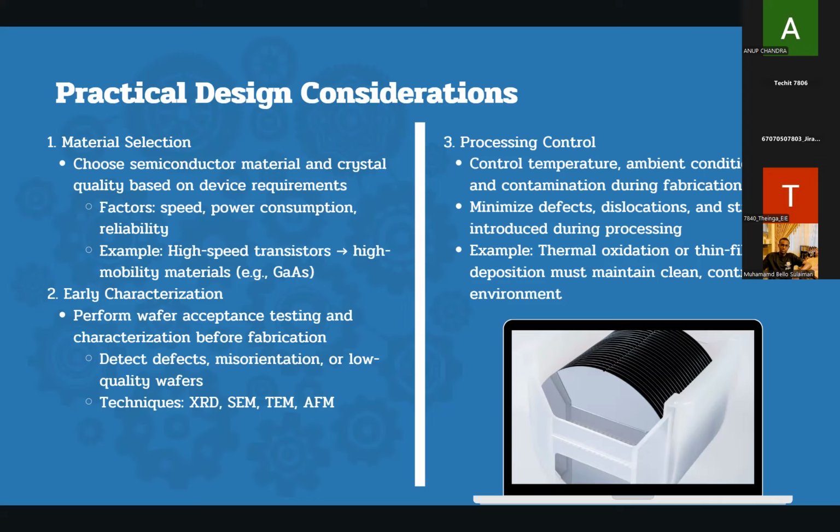The second one is early characterization. Perform wafer acceptance testing and characterization before fabrication. Moving to the next one, which is processing control. We must strictly control temperature and cleanliness. Even tiny contaminants during the process can ruin the crystal structure and kill the device. So we have to control the processing. For example, thermal oxidation or thin film deposition must be done in a clean, controlled environment, which I mentioned earlier. Next slide, please.